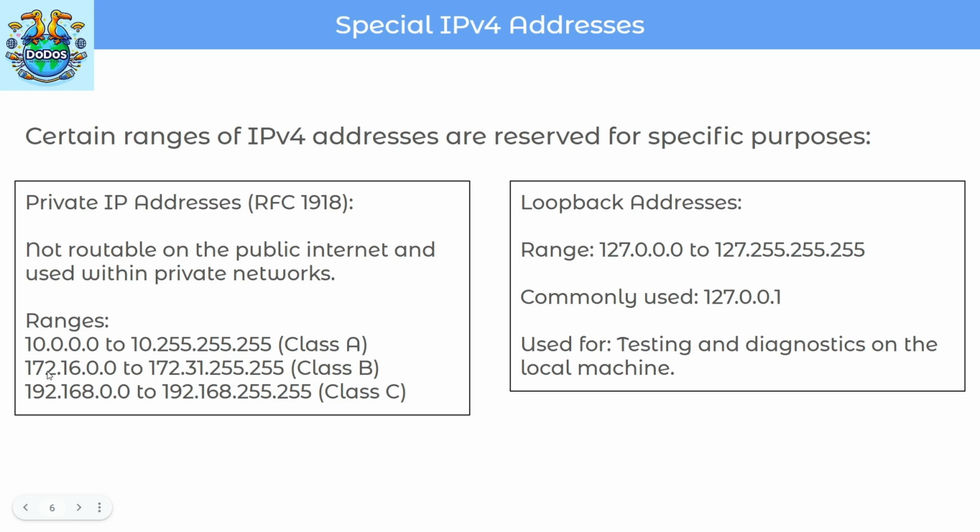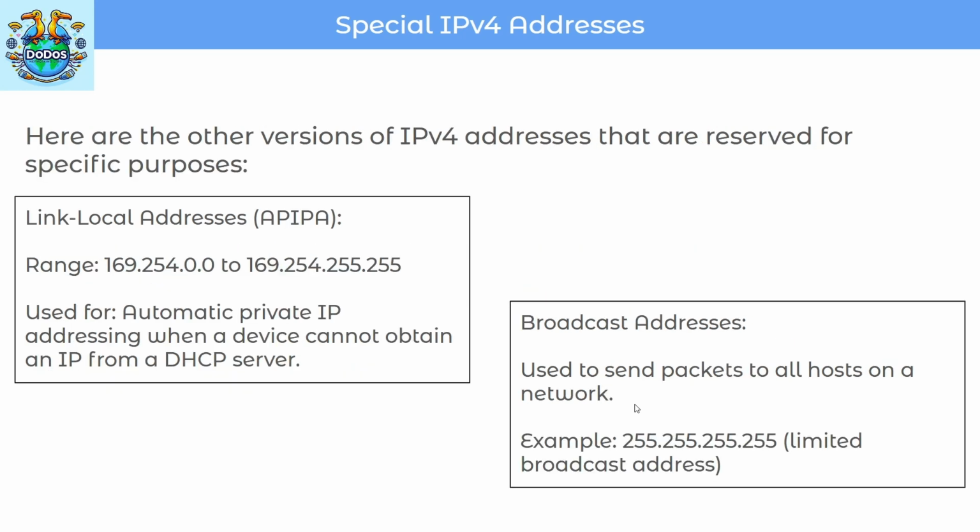For Class B, it's 172.16.0.0 to 172.31.255.255. For Class C, it's 192.168.0.0 to 192.168.255.255. That's Class C. Loopback address. Loopback addresses, you also need to know, range is 127.0.0.0 to 127.255.255.255, and it always starts with 127. Commonly used, 127.0.0.1. This is used for testing and diagnostics on the local machine.